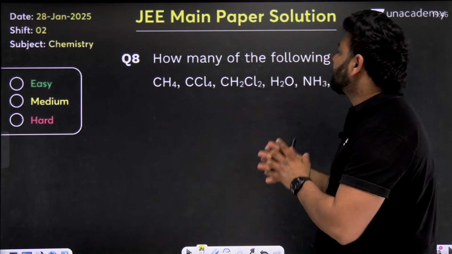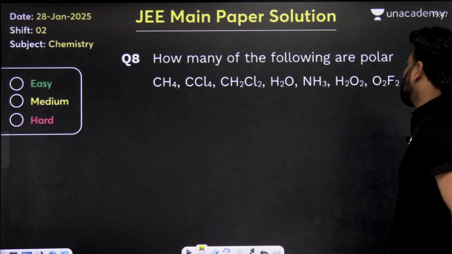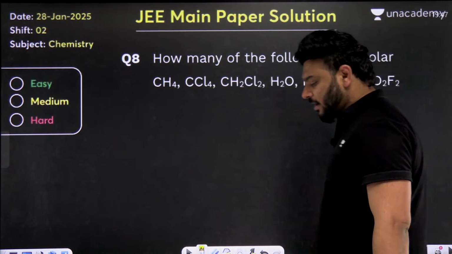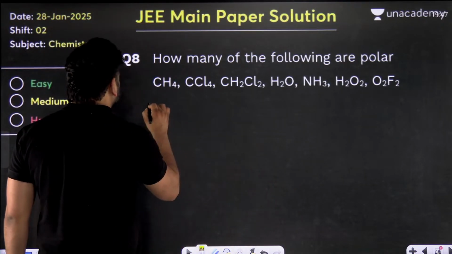Question number 8, everyone. Let's have question number 8 with us. How many of the following are polar? How many of these are polar, that we have to find out. Polar molecules have to be found out. We have methane, where mu is 0.